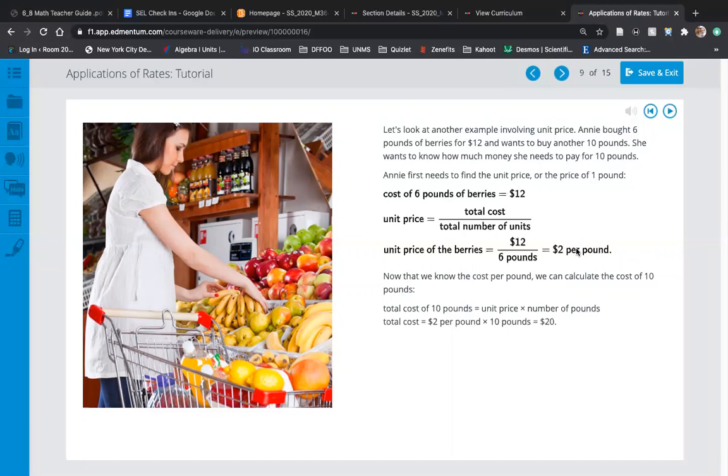And again, you can check that by seeing, does 2 multiplied by 6 pounds give you $12? Yes, it does, right? So using that information, we could then figure out how much it's going to cost for her to buy 10 pounds of those berries, right? So then we know if she has 10 pounds to buy, it costs her $2 per pound. 10 times 2 just gives her $20 for those berries.